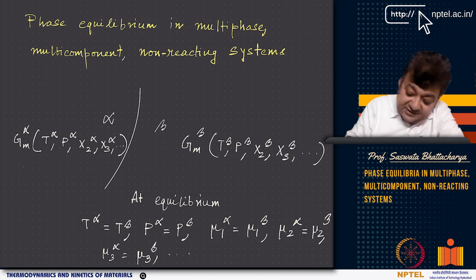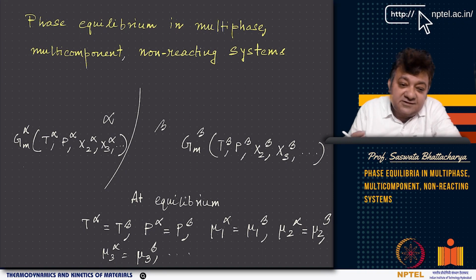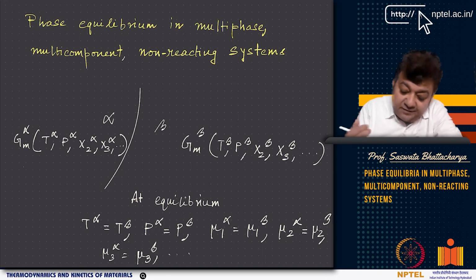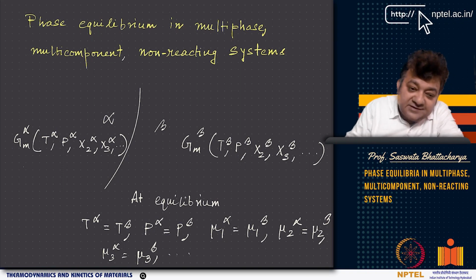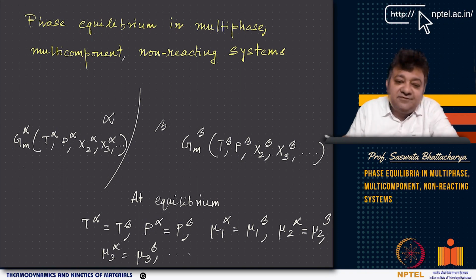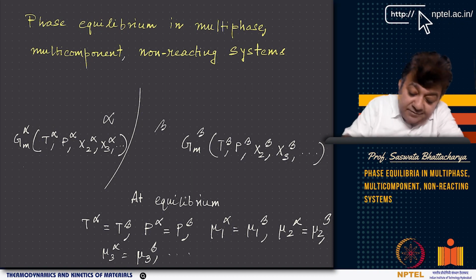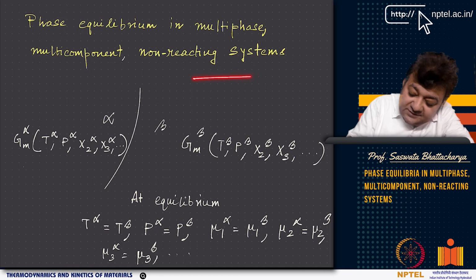But you have multiple phases. Say, for example, you have two phases, alpha and beta, and each of these phases is formed by several components, and these phases are in equilibrium. Then part of the phase equilibrium conditions, if you remember, when we looked at this composite subsystem problem.